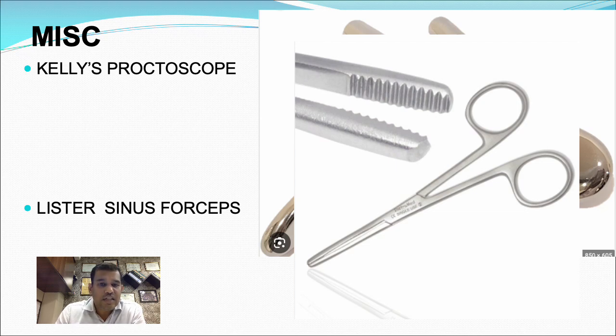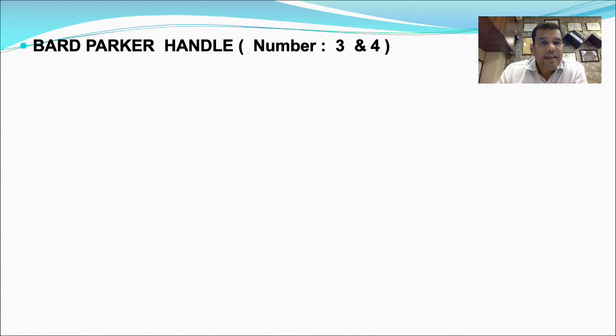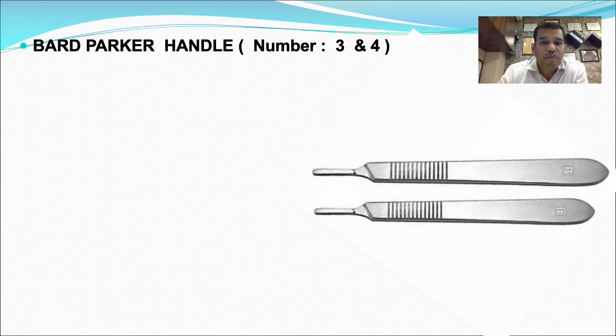What is the method of sterilization? It remains the same, that is autoclaving. Next is the BP handle, also called the Parker handle. The most commonly used BP handles are number 3 and number 4.